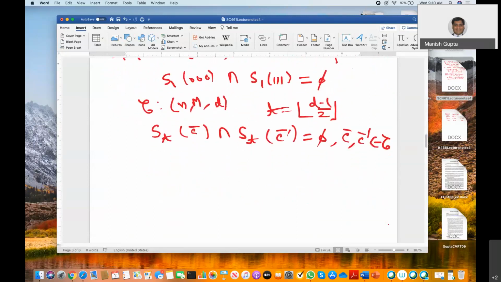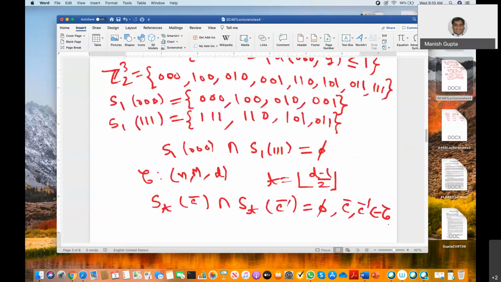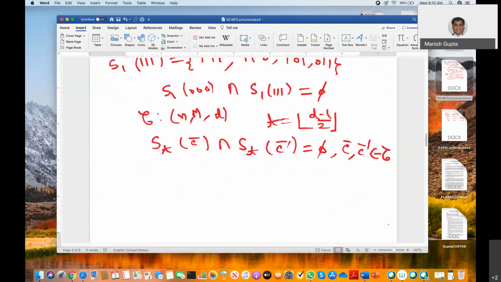Okay, so that means if you are taking capital C as an (n, M, d) code which is t-error correcting, and I draw the spheres of radius t around two code words C and C prime, they will be disjoint. That's what we have shown you here in this example. Now I am going to prove it.